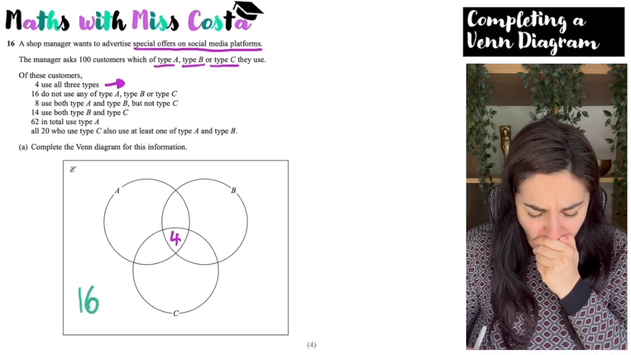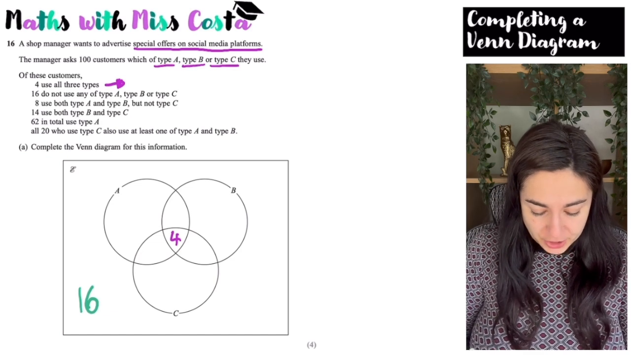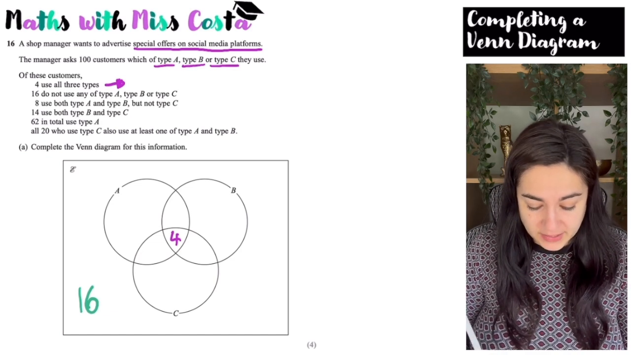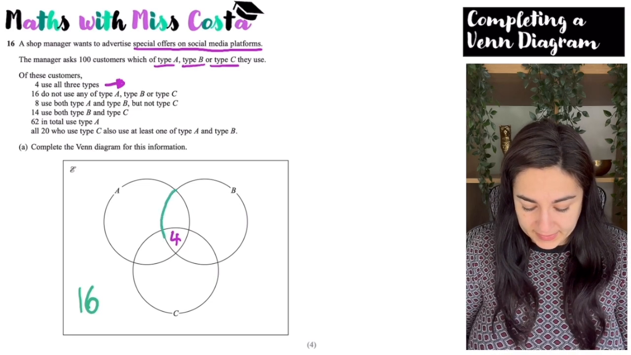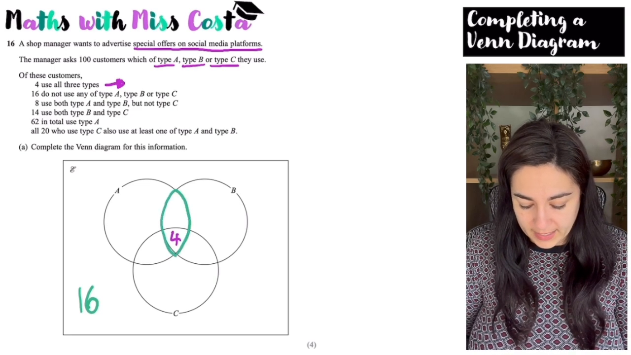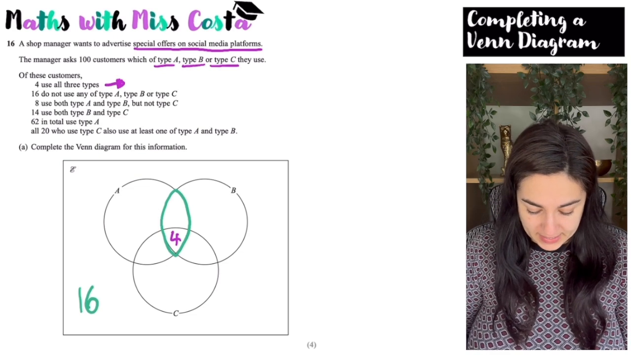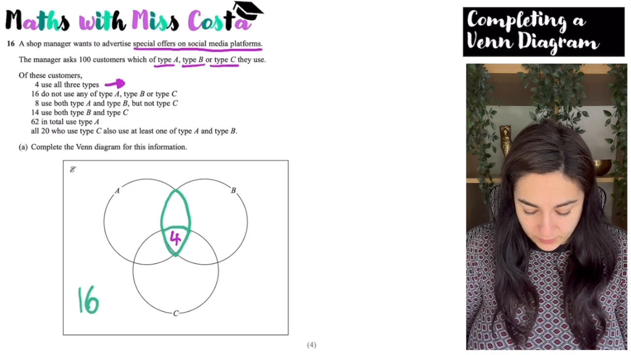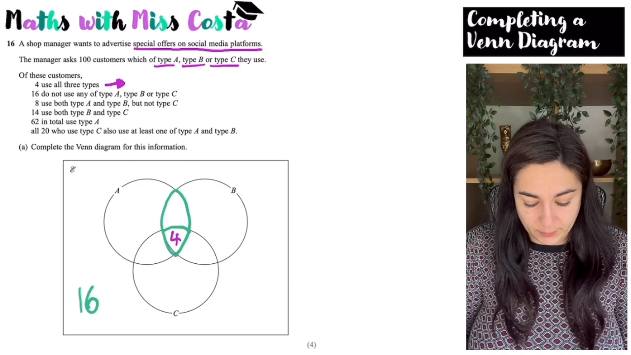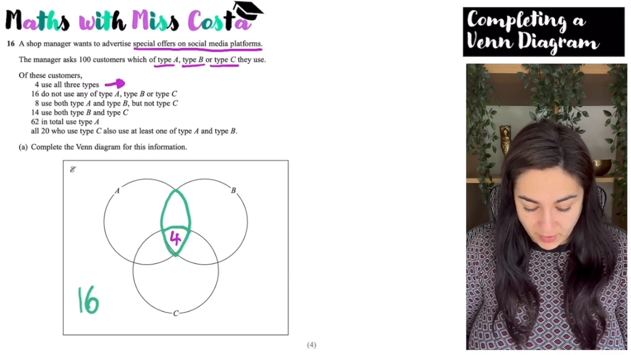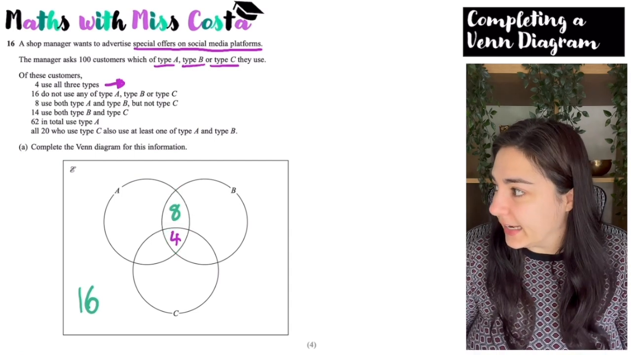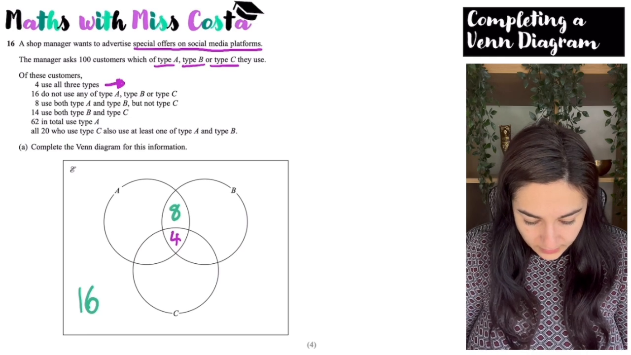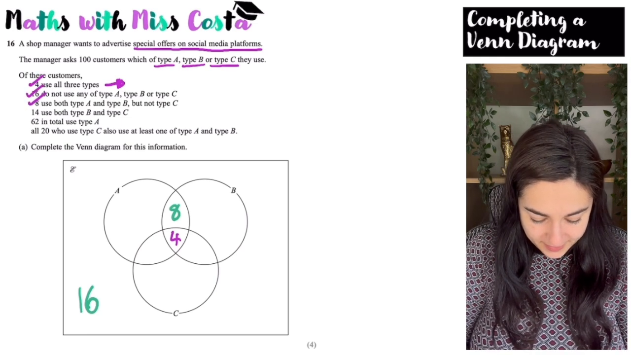8 use both type A and type B, but not type C. So over here, this is the overlap of A and B, and this would be things that were C as well. So 8 use both type A and type B, but not type C. So therefore I put 8 in there. So let's just tick off all the ones that I've done.